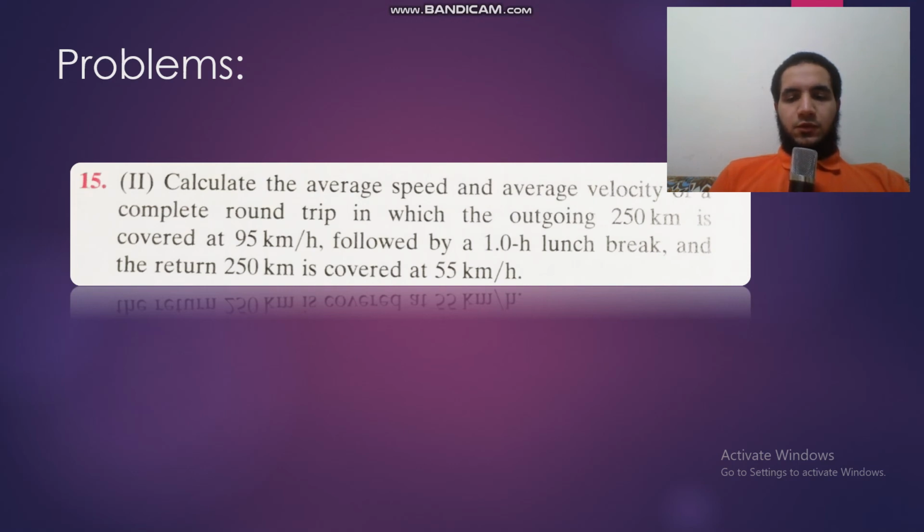Okay, first of all, let's first talk about the average speed. Average speed is the difference in distance over the difference in time. So we have to know the total distance over the total time. So we must know the total distance and the total time.